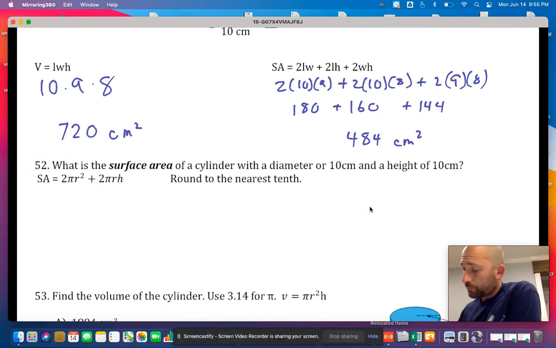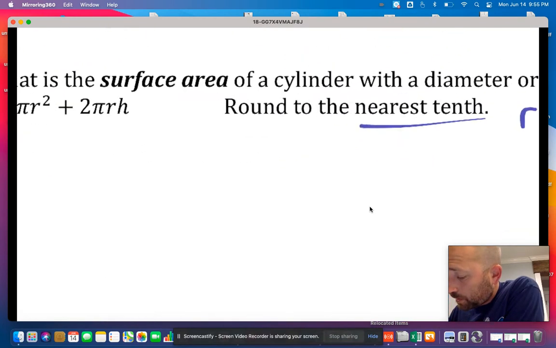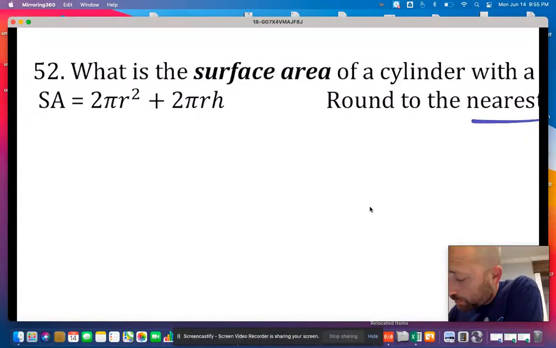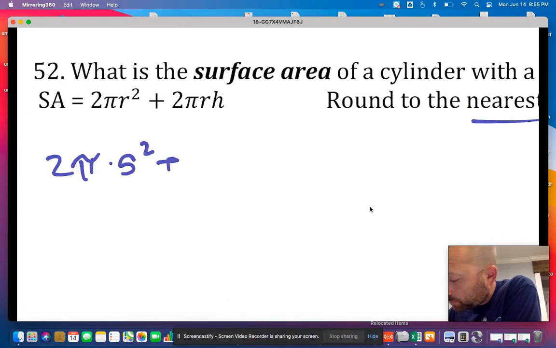All right. Surface area of a cylinder. You can see here we need the radius and the height. The height is 10. The diameter is 10. Radius is 5. We're going to round it to the nearest tenth. So this is what I'm going to put in my calculator. Watch, I'm going to do it all at once. 2 pi times 5 squared plus 2 pi times 5 times 10.